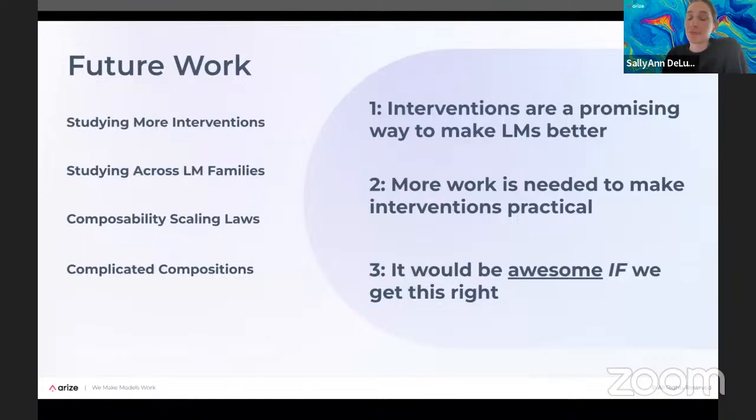We do have a few questions in the channel that I want to get to. But one thing I think we should wrap up with is, do you have any advice for practitioners looking to implement any of these findings in their own deployments?